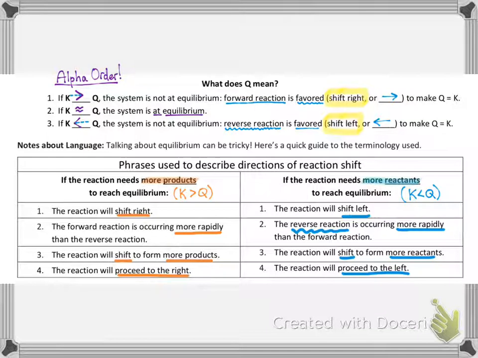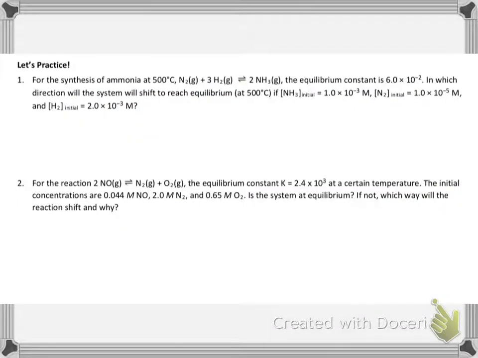quotient Q in an actual problem. Okay, for number one, we're talking again about the synthesis of ammonia. It's a very useful equation. And they tell you at a given temperature, the equilibrium constant, aka the value for K, is 6 times 10 to the negative 2. Well, they want to know, okay, well, that's great. What direction is the reaction going to shift to reach equilibrium if it's starting from these given concentrations?